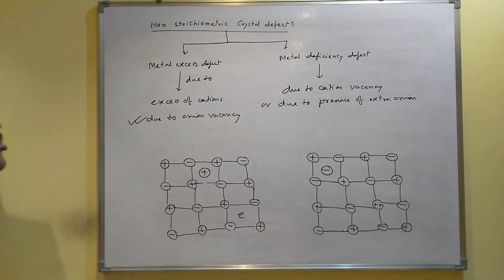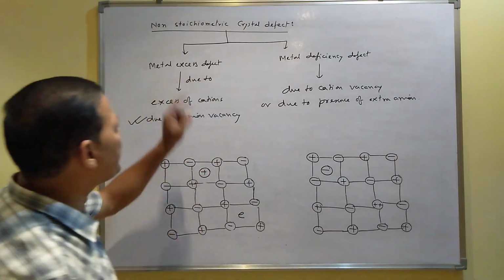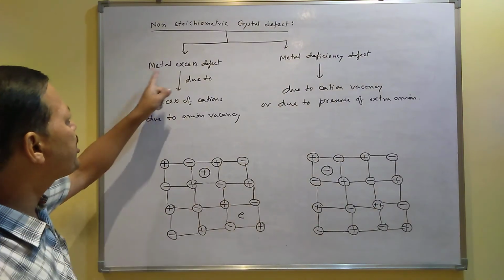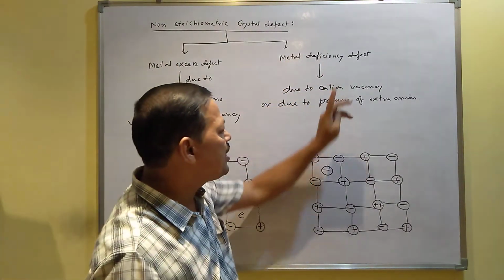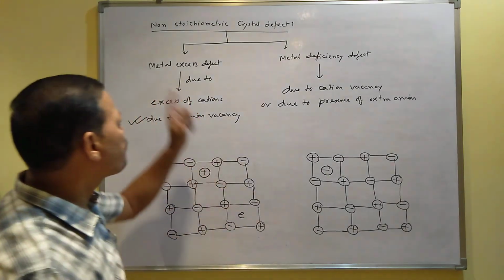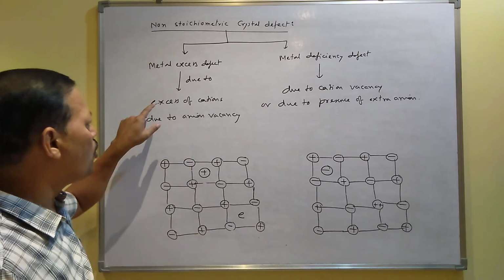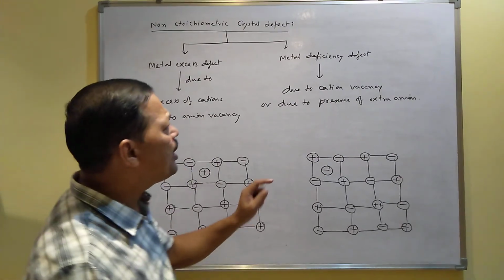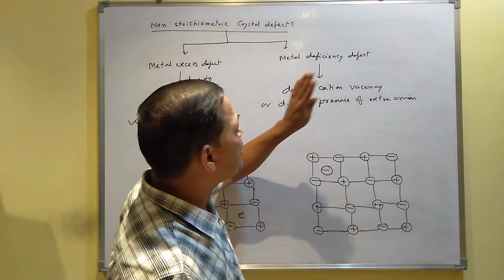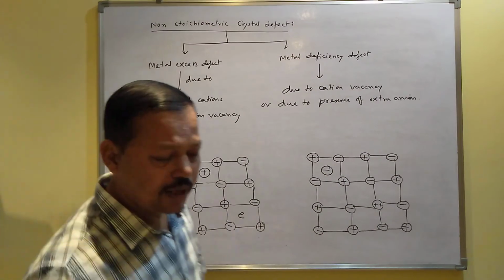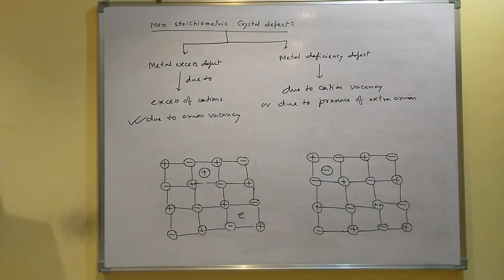So you have got the non-stoichiometric crystal defect. Non-stoichiometric crystal defects are mainly two types. Some are called metal excess defect and some are called metal deficiency defect. When cation number is more, it is called metal excess defect. When cation number is less, it is called metal deficiency defect. Metal excess defect arises due to two reasons, either due to anion vacancy or due to excess of cation. Similarly, metal deficiency defect arises due to cation vacancy or due to presence of extra anion. So these are the defects shown by non-stoichiometric crystals.